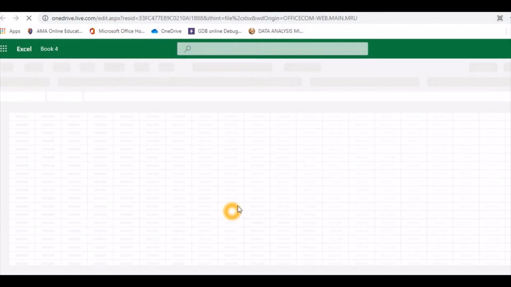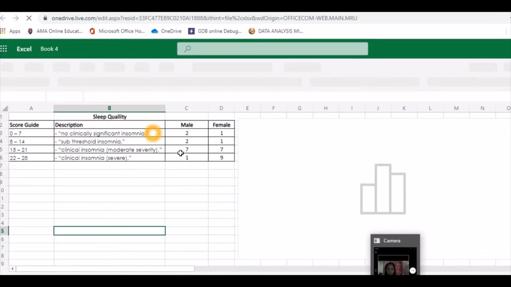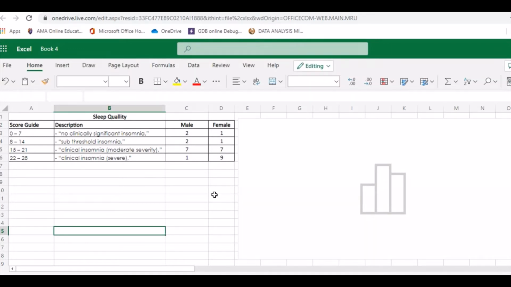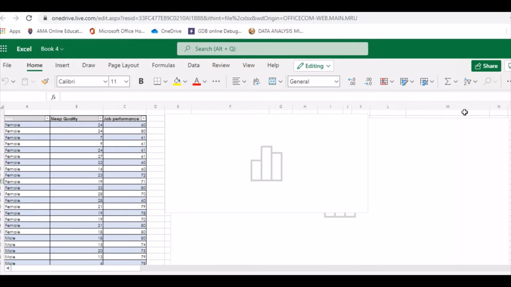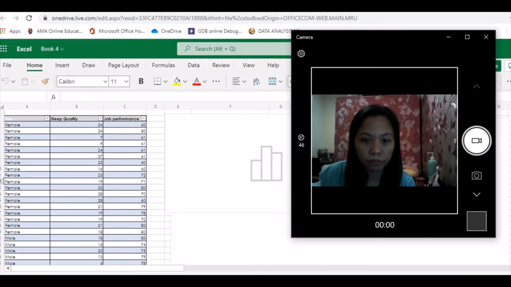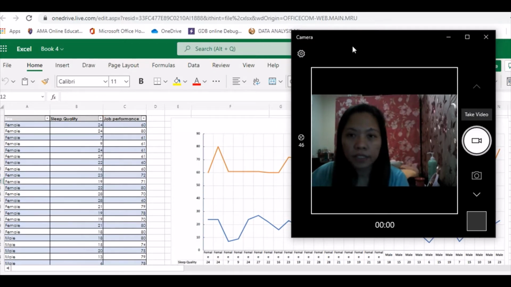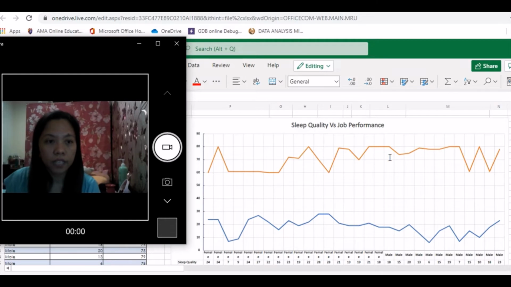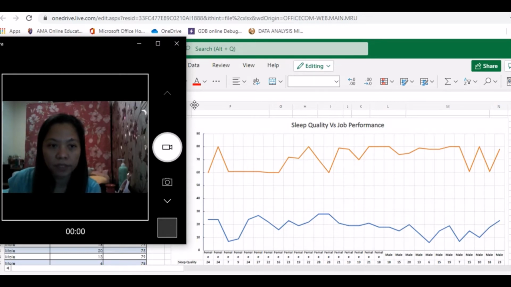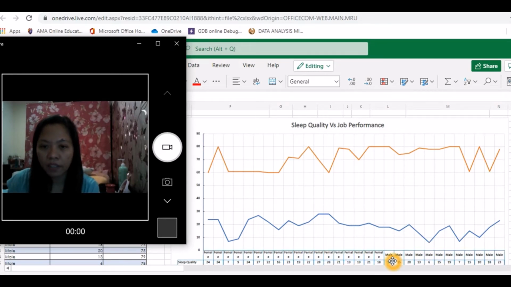Let me just refresh my Microsoft Excel sheet. My apology because it hung earlier. So in here, this is the graph that I have created by plotting the data, comparing the job performance on the y-axis and the sleep quality on the x-axis. There is also a comparison for male and female.